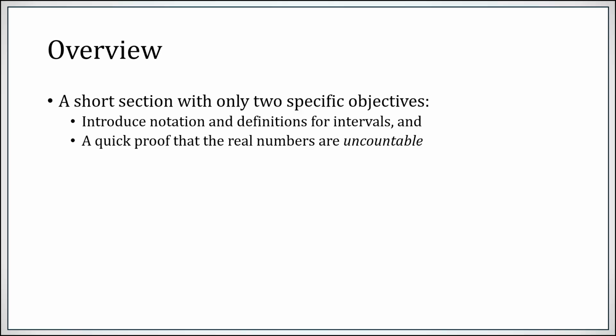There's really only two objectives. First, we're just going to formally introduce notation and definition for how we write intervals in the real numbers, which is probably nothing new to most students in this course. And we're also going to give a quick proof due to Cantor that the real numbers are an uncountable set, that they cannot be put in a bijective correspondence with the natural numbers.